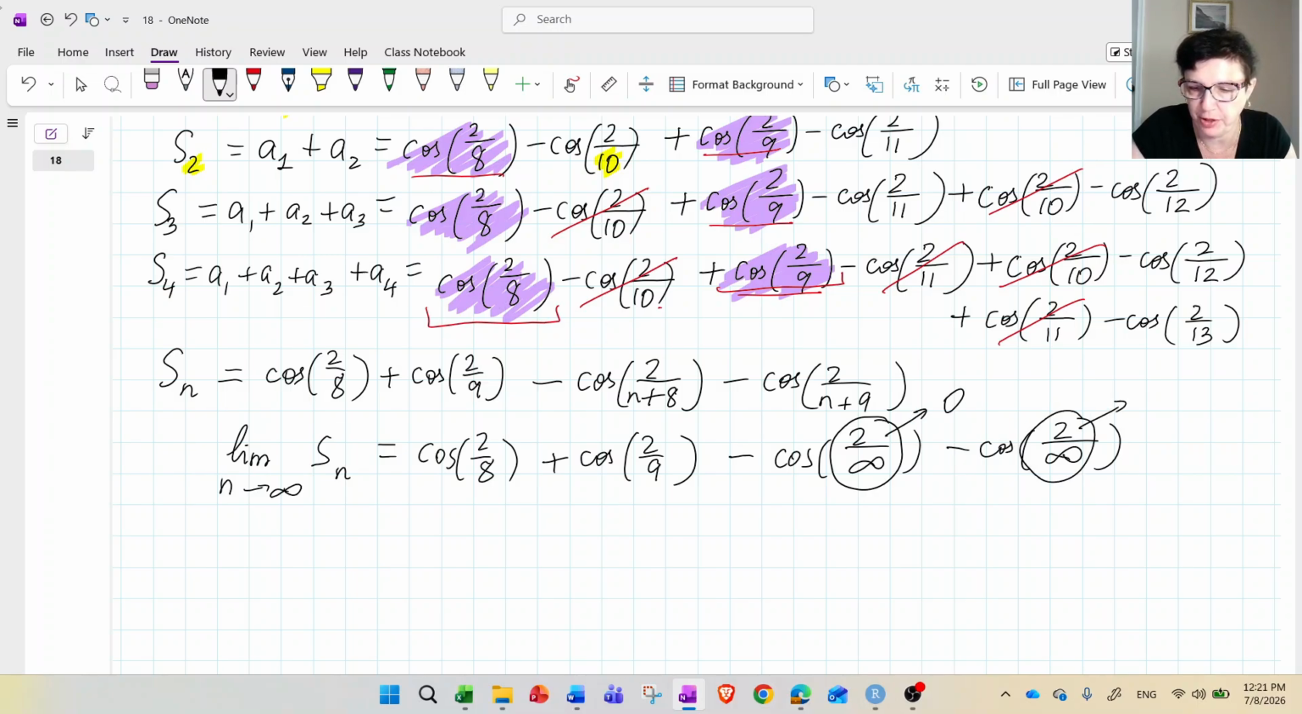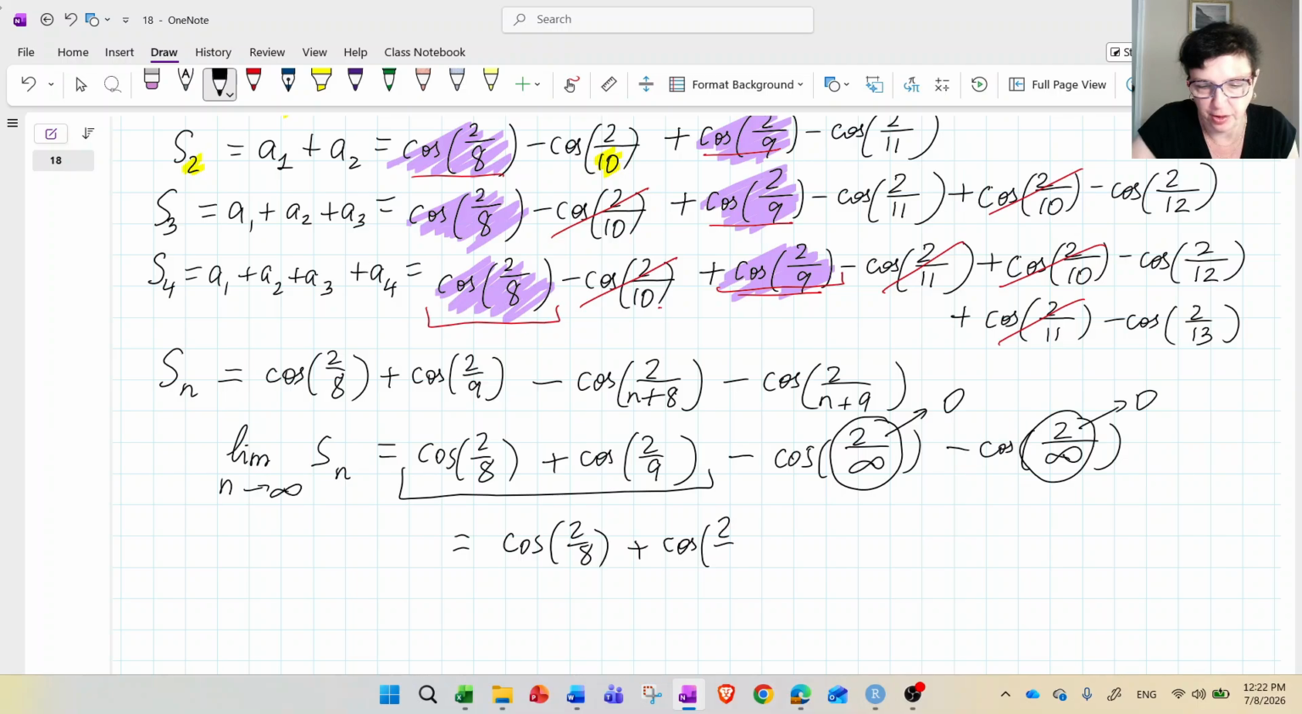I want you to remember every time you have a number, like 2, 5, whatever, on the top, divided by infinity, you always get 0 in the limit. And what's left are these two terms. They are not going to go anywhere. However, we still have the cosine, right? It wasn't just 0, it was cosine of 0. And unfortunately for you guys, if you did not notice that, you would get this wrong, because cosine of 0 is actually not 0, that's 1. So my final answer for the limit is going to be cosine 2 over 8 plus cosine 2 over 9 minus 1 and minus another 1 because it's cosine of 0. So it's really minus 2.